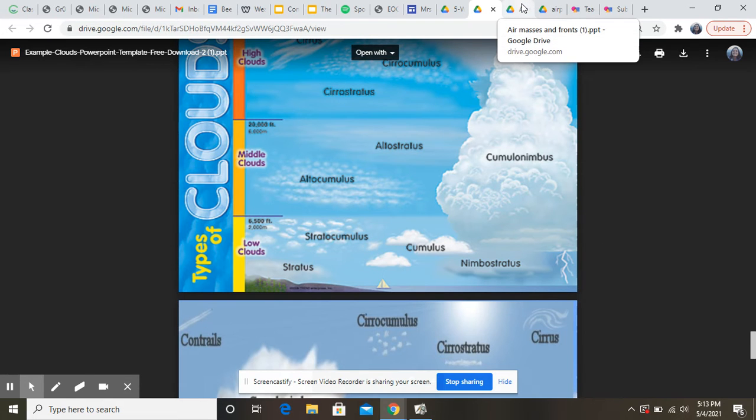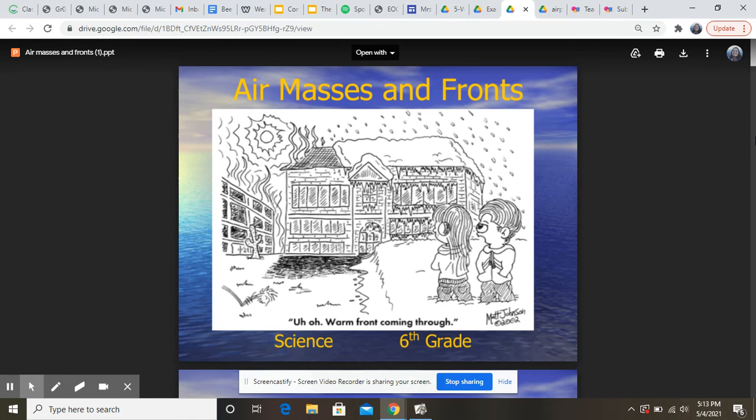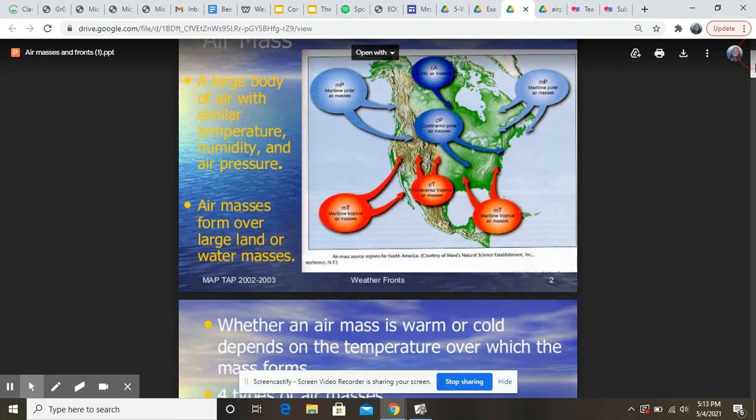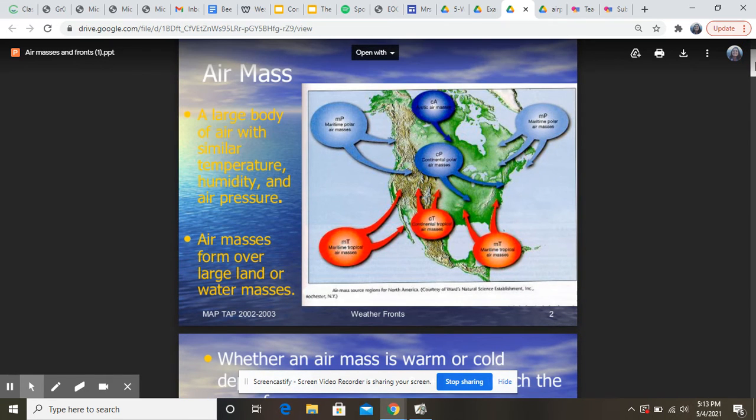Okay, so that's it for clouds and weather. Next, we're going to look at air masses and fronts. So an air mass is a large body of air with similar temperature, humidity, and air pressure.